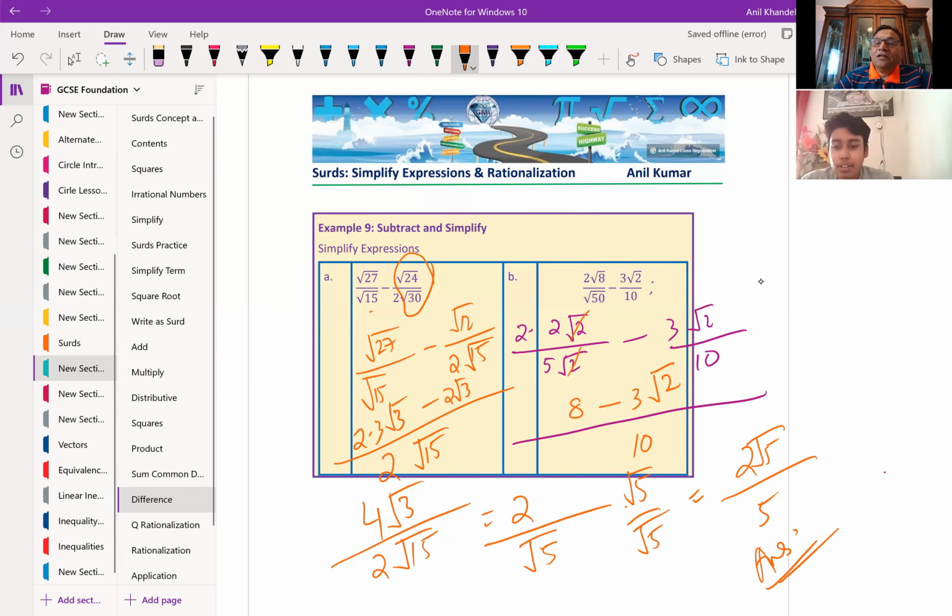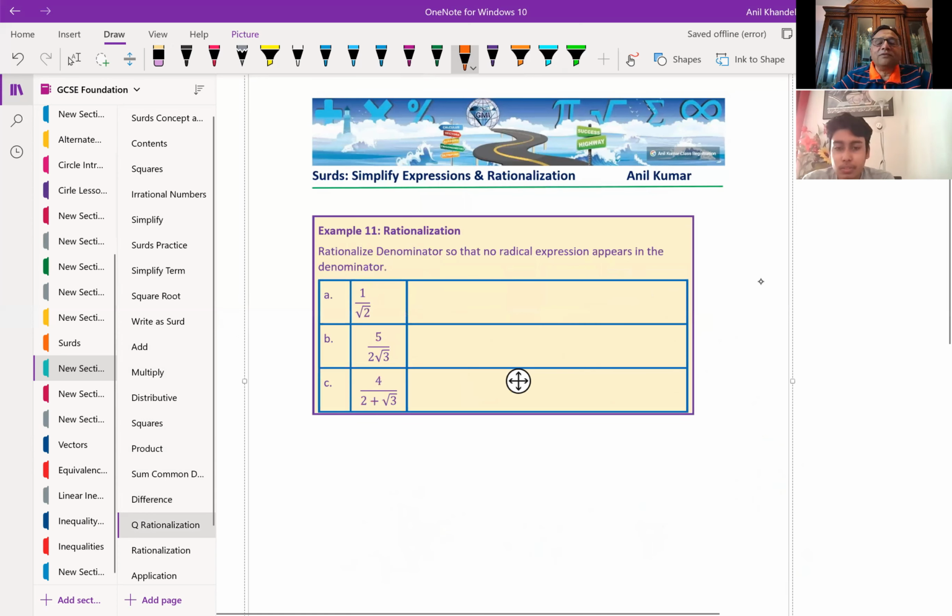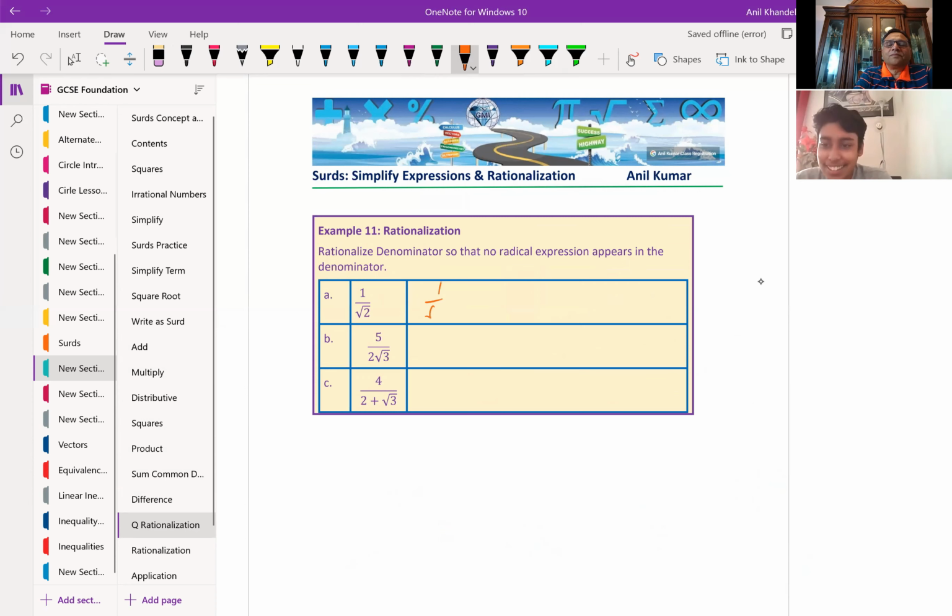Yes, sir. So we have done rationalization, and now let us have a question for you for rationalization. Can you do rationalization of all these? First, 1 over square root 2. I am assuming that I can. So 1 by square root 2 would just be square root 2 by 2, sir. So basically, you'll multiply by square root 2 over square root 2, which is 1, right? So it doesn't really change the equation. So it's square root 2 over 2. Next one. 5 by 2 square root 3, it would be 5 square root 3 divided by 6, sir.